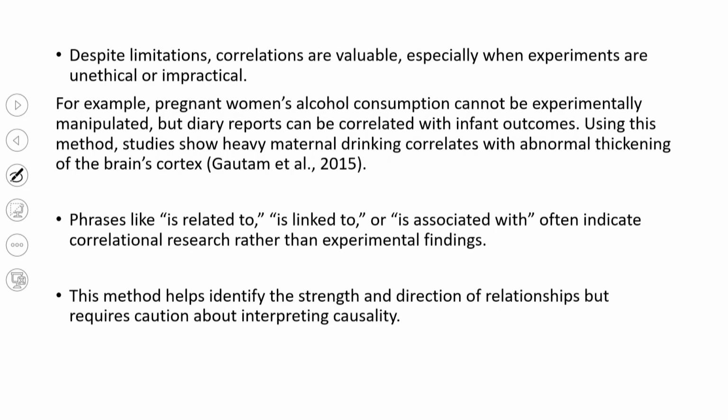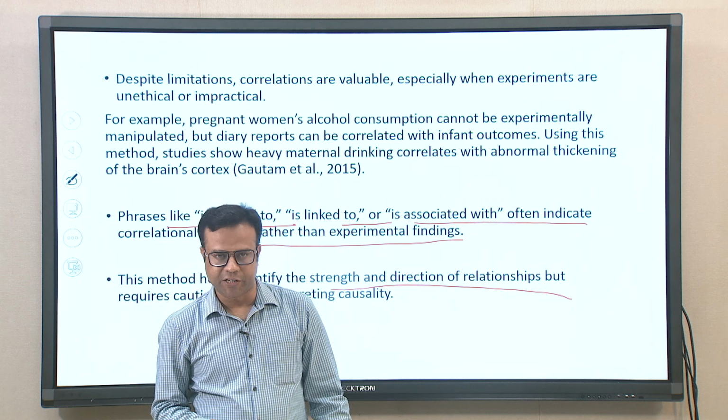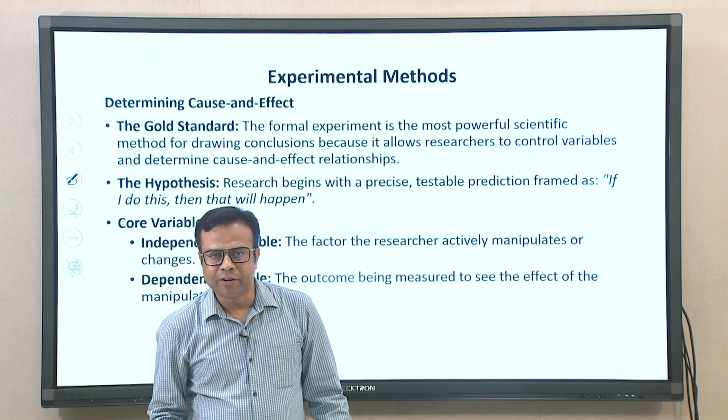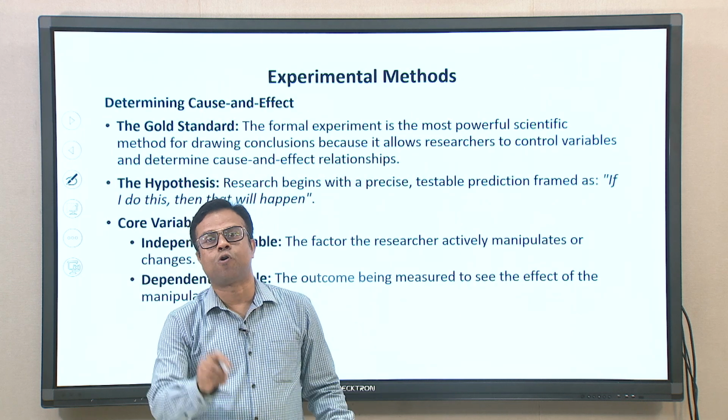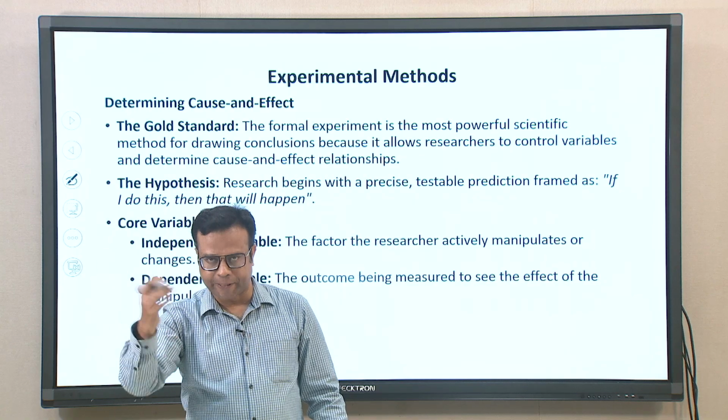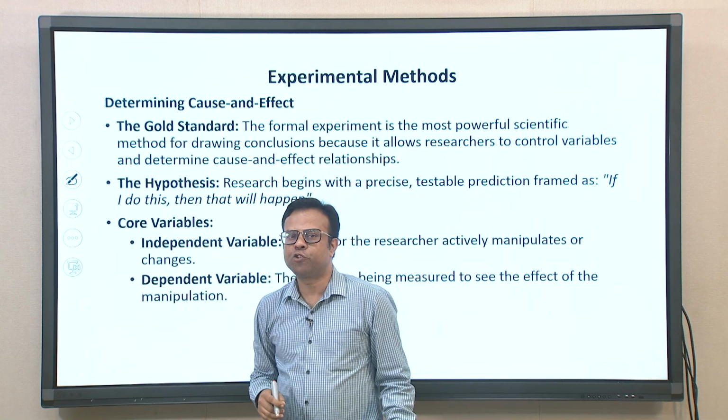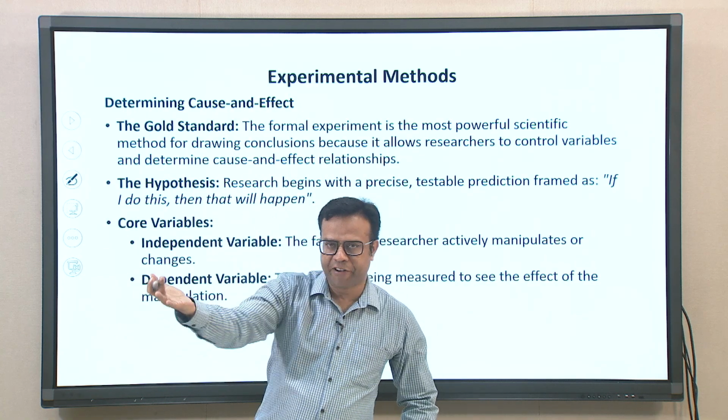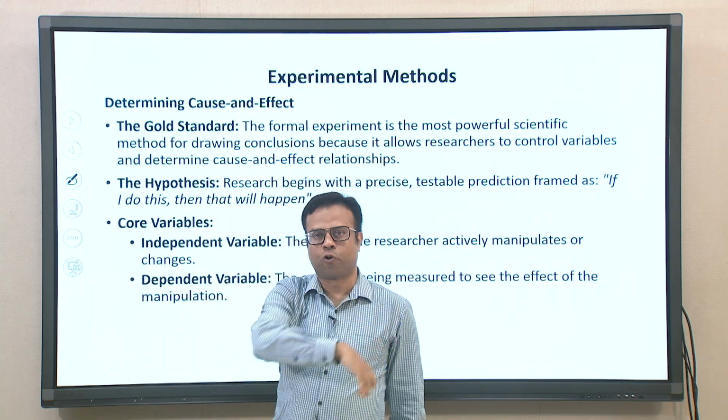So, typically in correlational research, phrases like related to, linked to, associated with often indicate correlational research rather than an experimental finding. This method helps identify the strength and direction of a relationship rather than directly finding causality. The third method, called the experimental method, focuses on causality. What is the cause of one thing? Experimental methods are typically used to find causes behind any phenomena, which you cannot do through correlational research.